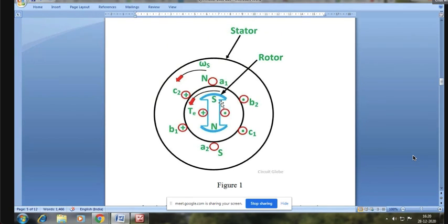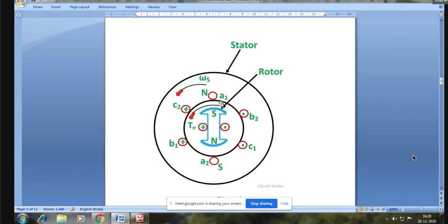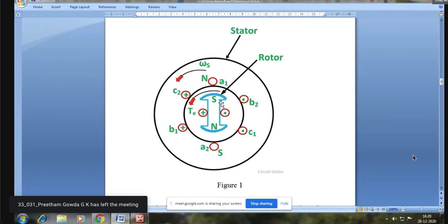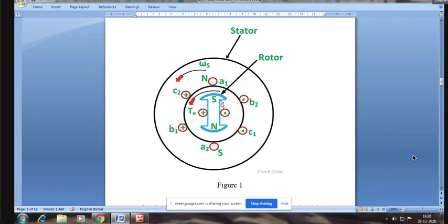Sir, could you explain that torque production once more, sir? Sure. You see, what we understand is there are two magnetic fields. One the stator, other one the rotor. The stator magnetic field is rotating continuously at a constant speed called synchronous speed, given by 120 f by P. Whereas the rotor magnetic field is a static field. Correct? This point is clear? Yes, sir.